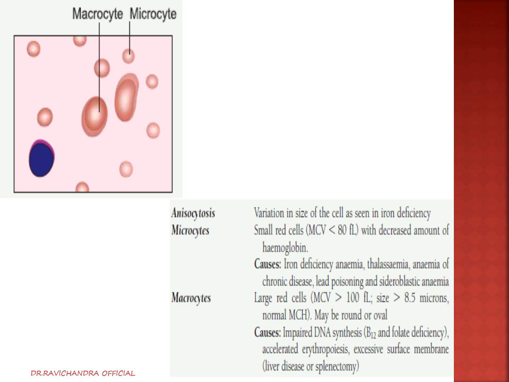Macrocytes will be the large red cells with MCV more than 100 femtoliters and the size will be around 8.5 microns or more, and the MCH will be normal. They can be round macrocytes or oval macrocytes. Causes will be impaired DNA synthesis in B12 and folate deficiency, accelerated erythropoiesis, excessive surface membrane in liver disease or splenectomy cases.